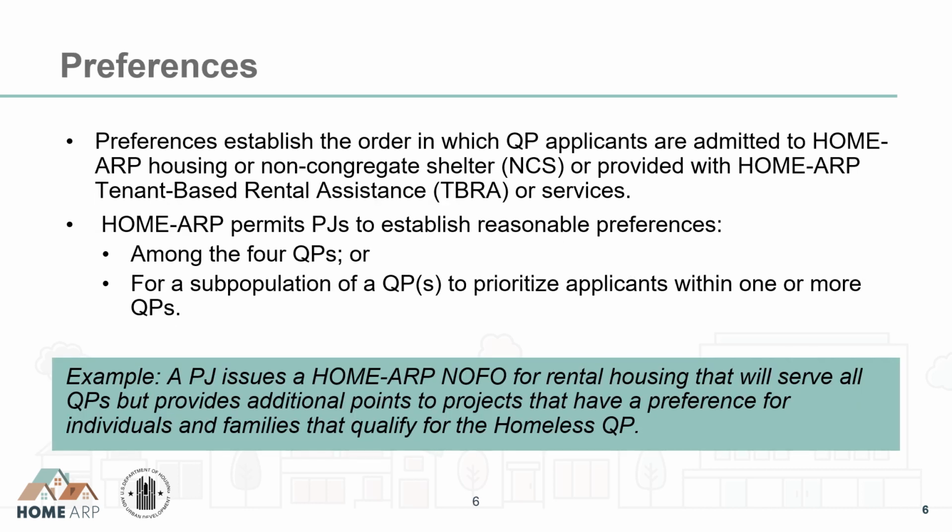Preferences establish the order in which QP applicants are admitted to HOME-ARP housing or non-congregate shelter, or provided with HOME-ARP TBRA or services. HOME-ARP permits PJs to establish reasonable preferences among the 4 QPs, for example, for the homeless QP or other populations QP, or for a subpopulation of a QP, to prioritize applicants within 1 or more QPs. An example of a preference would be a PJ issuing a HOME-ARP NOFO for projects that will serve all QPs, but provides additional points to projects that have a preference for individuals and families that qualify for the homeless QP.